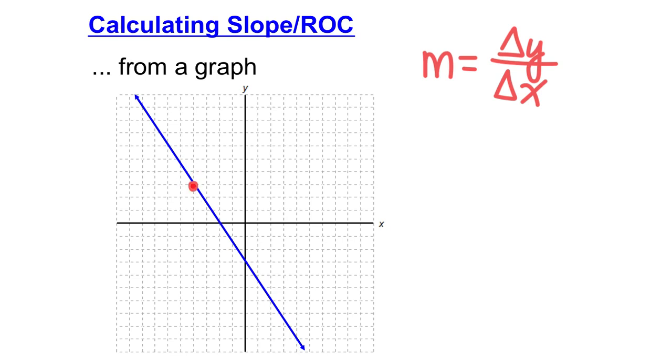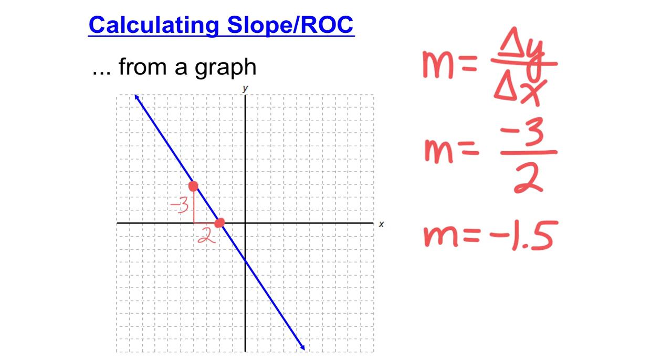So here's a point, and here's another point. If we use those two points, we can find the rise and the run, the change in y, the change in x, and we can find the slope. So for this line, from one point to the next, we're going down 3, right 2. So the slope is -3 over 2, or as a decimal equivalent, -1.5.